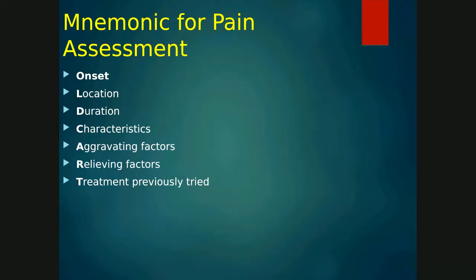There are several mnemonics for pain assessment. This first one, the old cards, is actually a good mnemonic for assessing really anything, anything from pain to psychological symptoms, any symptom at all. I like this mnemonic because it helps you to capture all the relevant details of that symptom. So when did it start, the onset? Where is it, the location? How long has it been going on, the duration, and is it intermittent or is it constant?